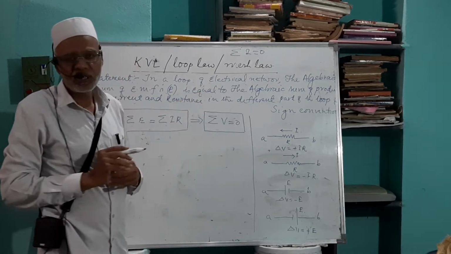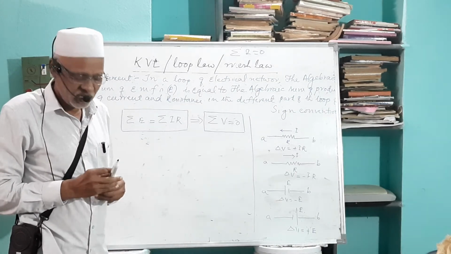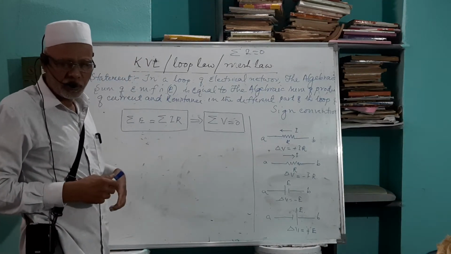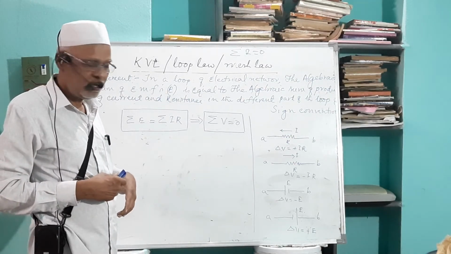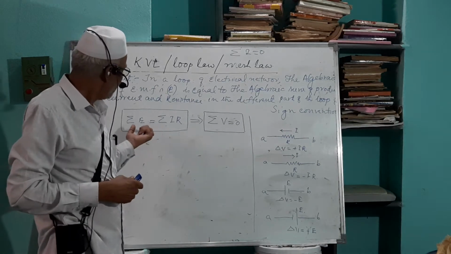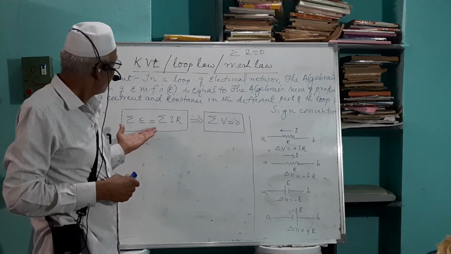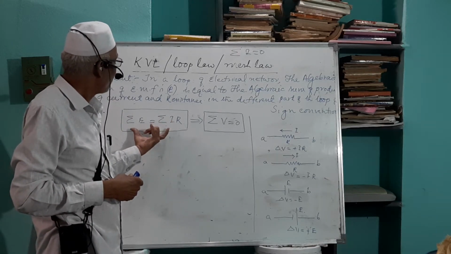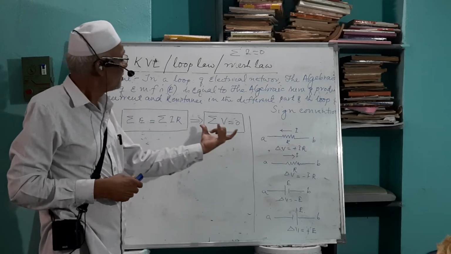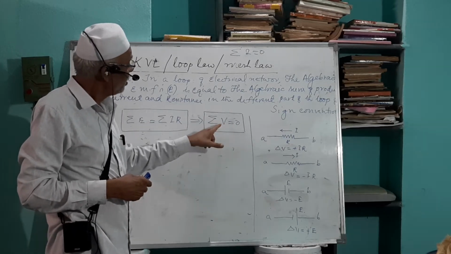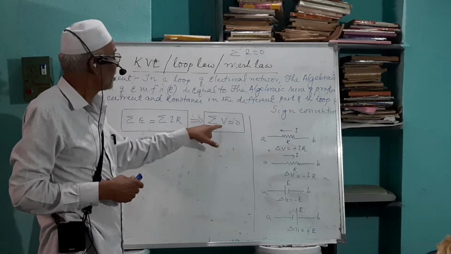So far we have studied that. What is the statement of the KCL law? You have seen the mathematical expression of the KVL law. This is the first form of the KVL law, and this is the second form of the KVL. Alternately, you can state it like this also.